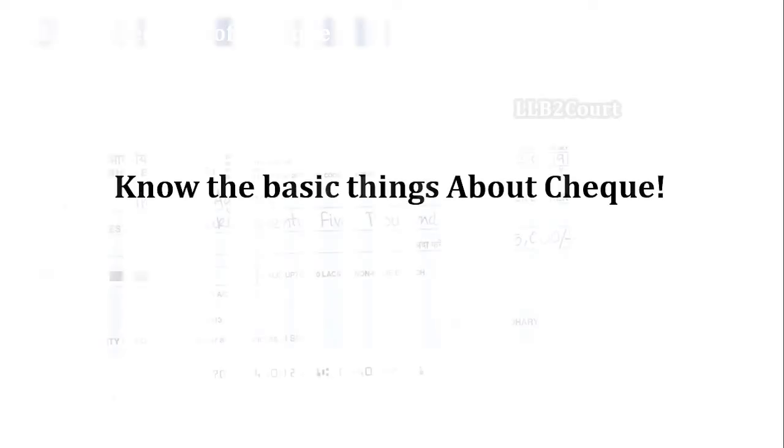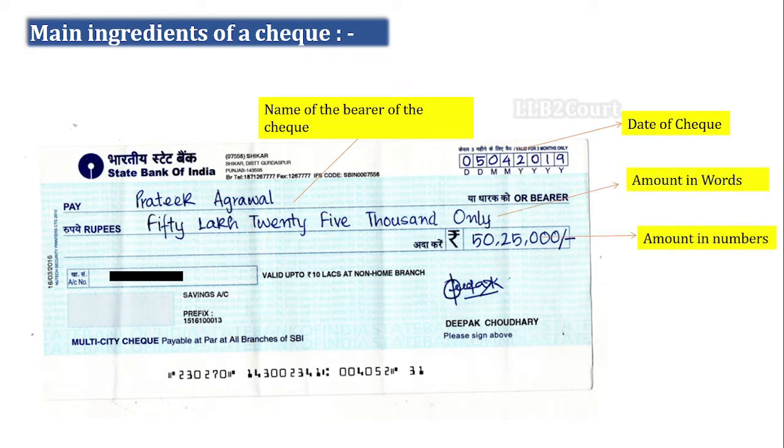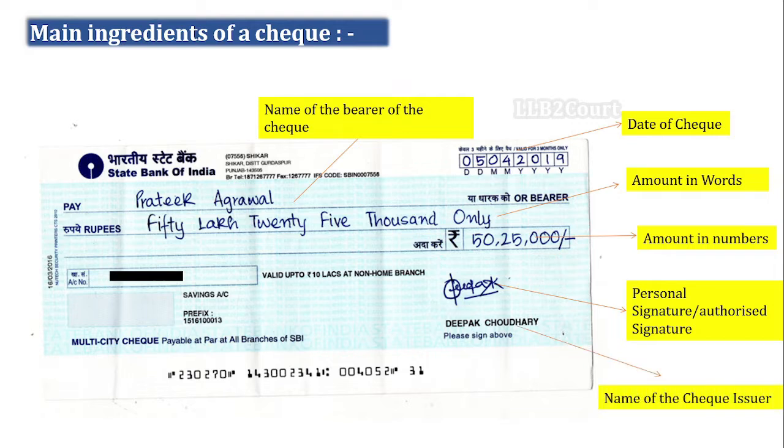Knowing the basic things about the check, the main ingredients are the name of the bearer of the check, the date of the check, the amount in words, which should match the amount in numbers, the personal signature or authorized signature, and the name of the check issuer. Only with these ingredients will it be considered a valid check.